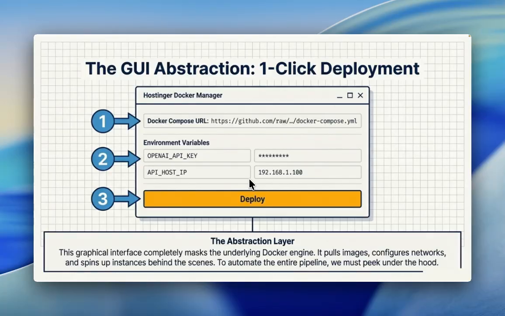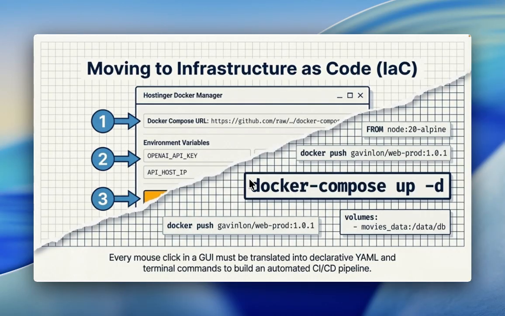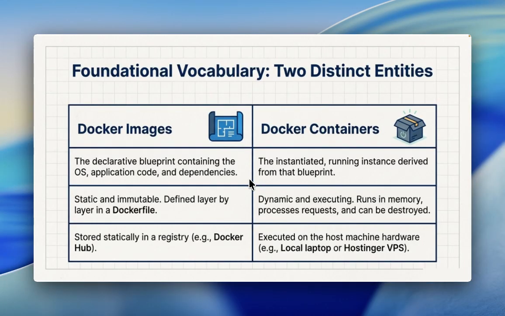To automate the entire pipeline, we must peek under the hood. Moving to infrastructure as code: hosting Docker Manager, Docker Compose up, docker build -t, docker push gavilion web prod, FROM node, Alpine, volumes, movie data. Every mouse click in a GUI must be translated into a declarative YML and terminal commands to build an automated CI/CD pipeline.